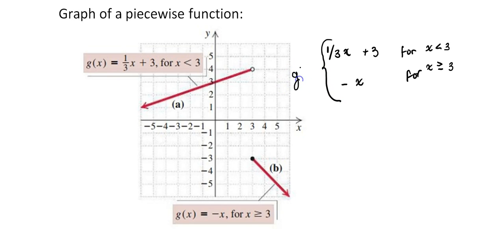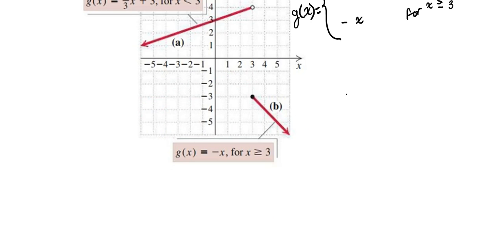And here we have g of x, and that's going to equal, and we put that curly bracket at the beginning. That's telling us that this is all connected to one function. Okay, that should pretty much cover our piecewise.